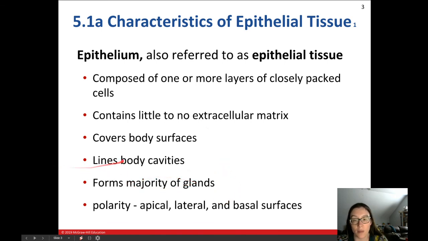Another important thing that epithelial tissue does is it forms the majority of our glands, both the endocrine and the exocrine glands. We kind of skipped over that in lab in favor of just looking at the different tissue types. We're going to talk more about the glands today.